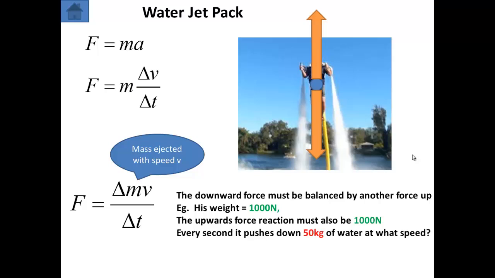Now let's say every second this pump pushes down 50 kilograms of water, but it depends on the speed. At what speed must this water be travelling? Let's see the equation on the left. We've got the force, which is 1,000, is equal to 50 times the velocity, because remember it's per second. So 1,000 is equal to 50 times v. So the speed of the water must be 20 meters a second.